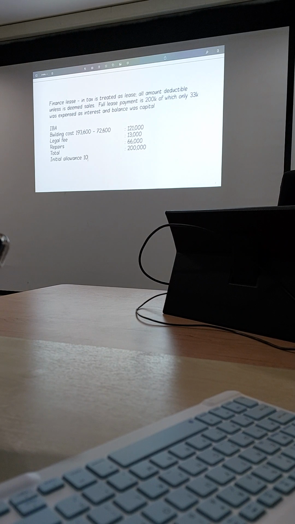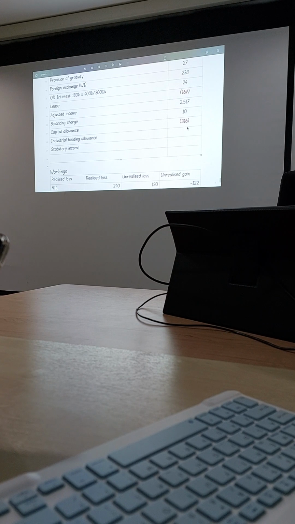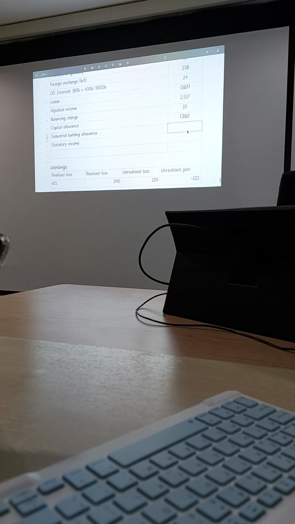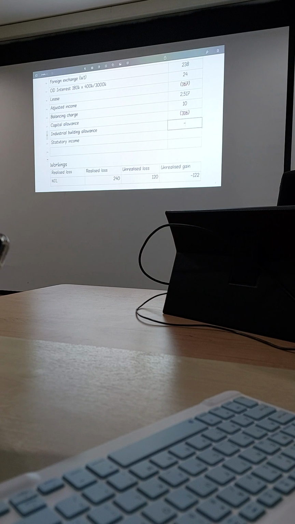So then you got initial allowance of 10%. That's going to be 20,000, and 3% annual allowance, 6,000. Therefore, total is 26,000. Minus 26, then plus the 45. So minus 26, minus 45. Okay, sorry.